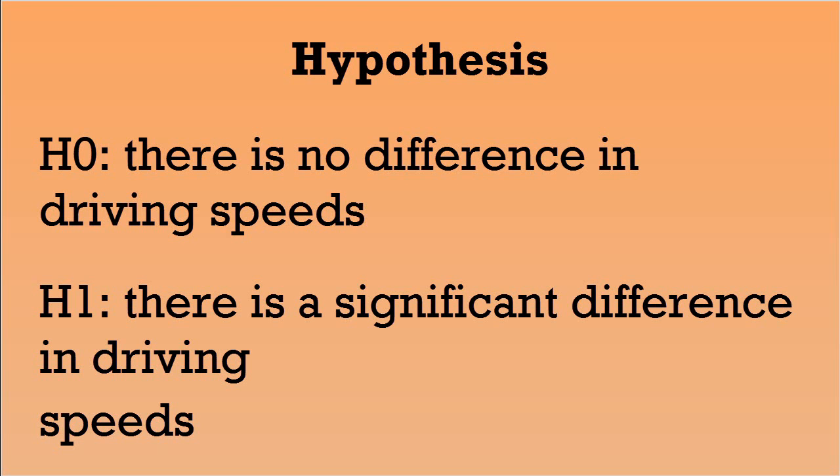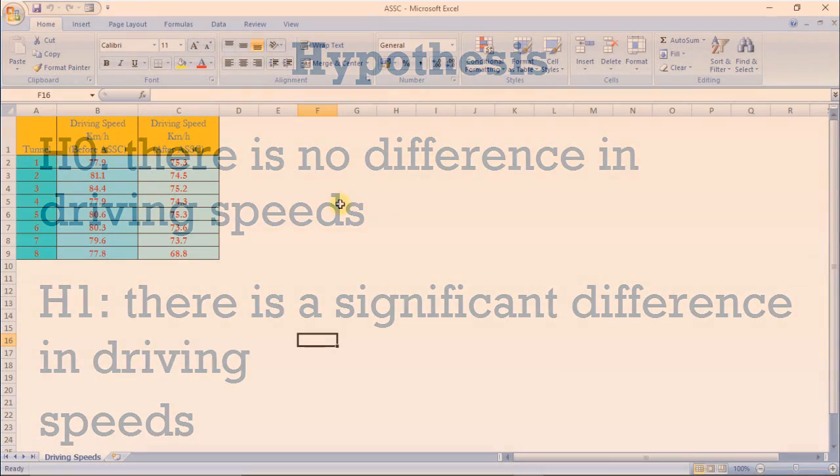First, frame the null and alternative hypotheses. Your null hypothesis is there is no difference in driving speeds before and after introducing the ASSC system. And the alternative hypothesis is there is a difference in driving speeds before and after introducing the ASSC system.